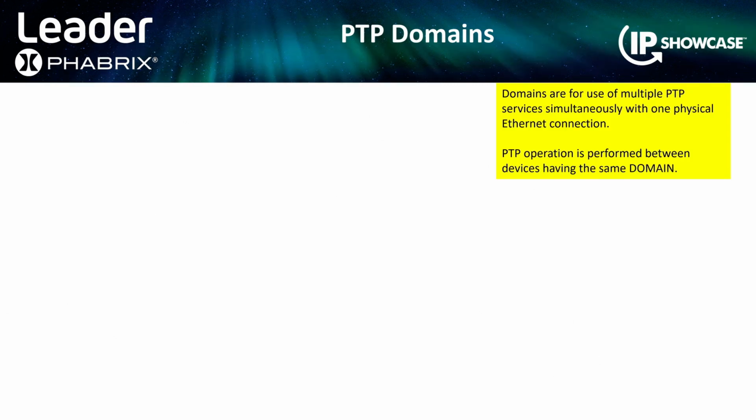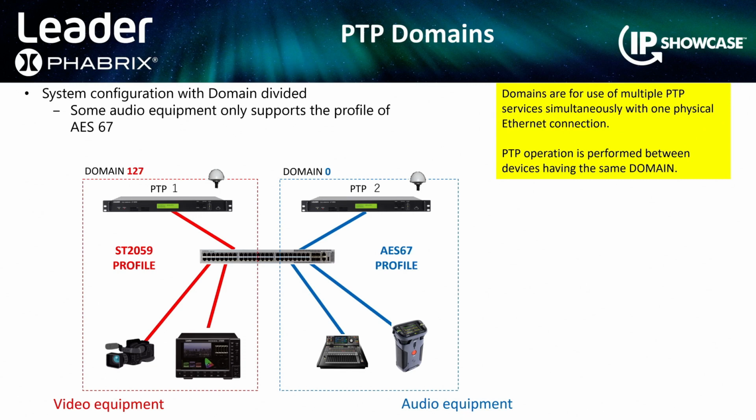The other area that can cause confusion is PTP domains. Before we had the world of 2110, we had audio over IP, AES67, and that world uses PTP domain 0. There is a lot of audio over IP out there. They're not going to change. So unless your system has AES67, don't use domain 0.